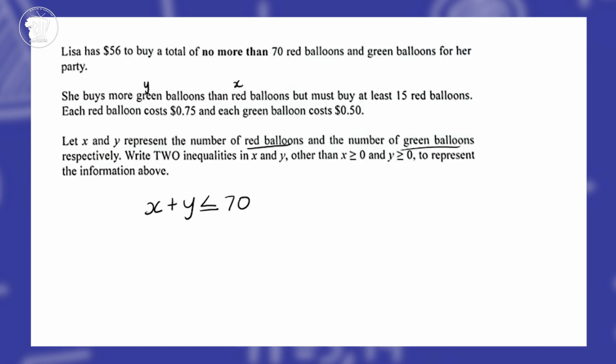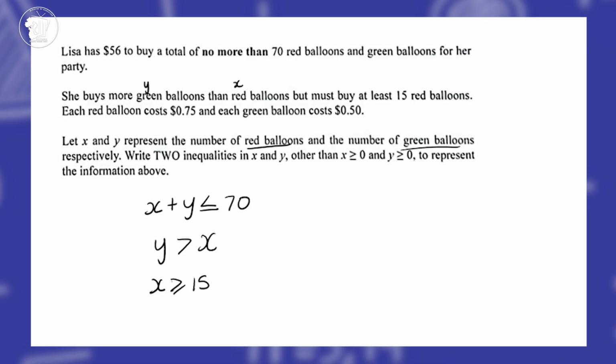For the second inequality, it says she buys more green balloons than red balloons. Green is y, so we can say y is greater than red balloons, which is x. And then she must buy at least 15 red balloons. I'll give you some more, since they asked us for 2. You'll put 2 in an exam, but let me put the others that we can see. At least 15 red balloons, so x at least 15. At least means 15 and more. So x must be greater than or equal to 15.